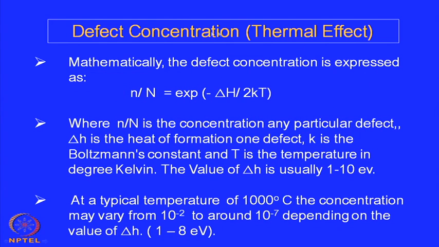Finally, this is the equation, which is a very simple Arrhenius kind of equation. Mathematically, the defect concentration is expressed as n/N = exp(-ΔH/2kT), where ΔH is the enthalpy of formation of the defect. For formation of each defect there is an enthalpy term associated with it. That depends on the particular type of defect, the structure of the material in which it is getting generated, and so on.